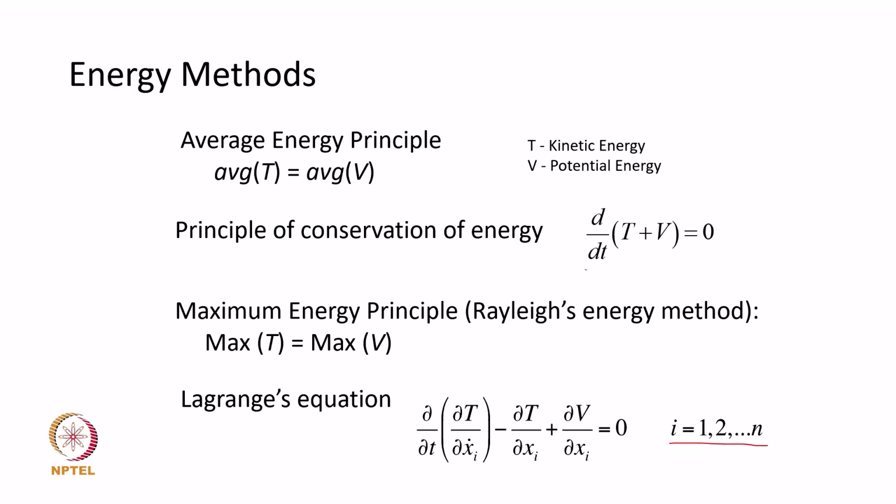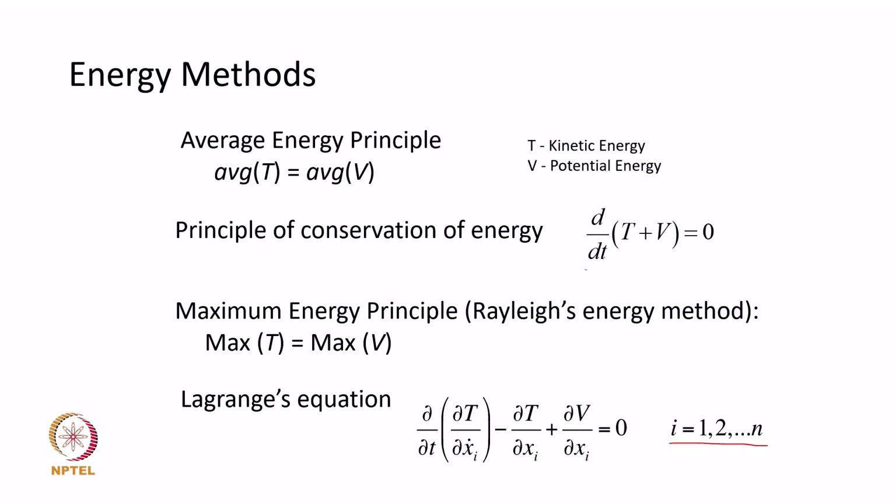So, d/dt of ∂T/∂ẋ minus ∂T/∂x plus ∂V/∂x is equal to 0. That becomes the Lagrange's equation, and if you take these derivatives, finally you will get the governing equation of motion. We shall of course apply one or two of these equations in some simple examples to get the governing equation of motion for a vibratory system.